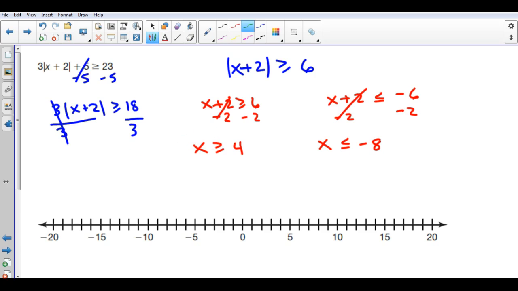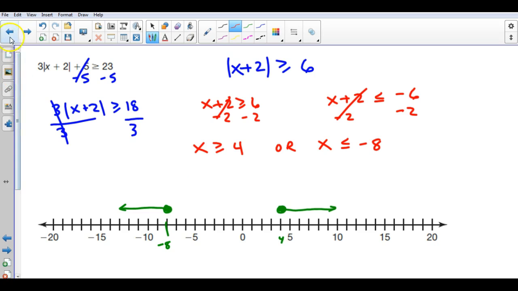So on the number line, x is greater than or equal to 4, so I'm going to find where 4 is. I'm going to put a closed dot there because it's greater than or equal to, and then that one's going to the right. Less than or equal to negative 8. So negative 8 is going to be over here, closed dot again, but now it's less than or equal to. Notice our arrows are pointing in opposite directions. You cannot be both of these. You can either be greater than or equal to 4, or you can be less than or equal to negative 8. So go back and put an "or" in there.